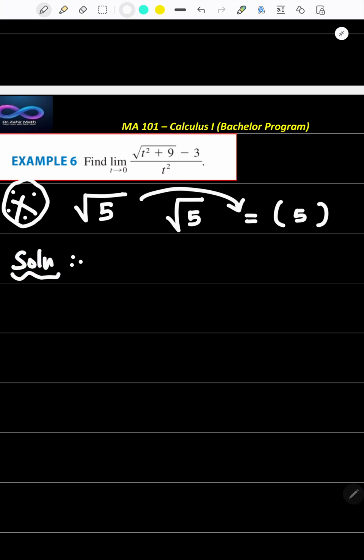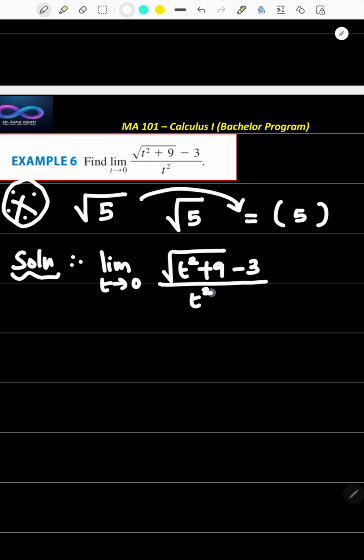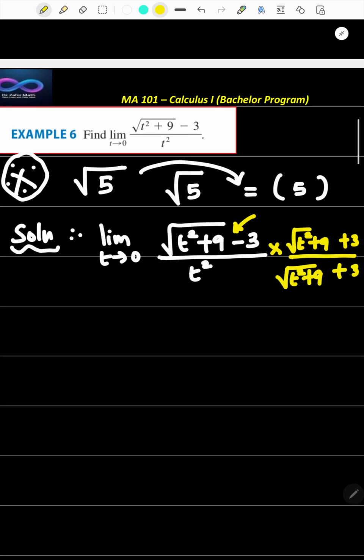Okay, right. Very easy question. Limit as t tends to 0 of square root of t square plus 9, minus 3, divided by t square. So there is a square root here, so you are going to multiply the numerator and denominator. Look here, there is a minus, so you are going to put square root of t square plus 9 plus 3 over square root of t square plus 9 plus 3. If there is a plus, you put minus. Keep in your mind, be very careful. Use the brackets. Brackets are very important, as they will avoid careless mistakes.